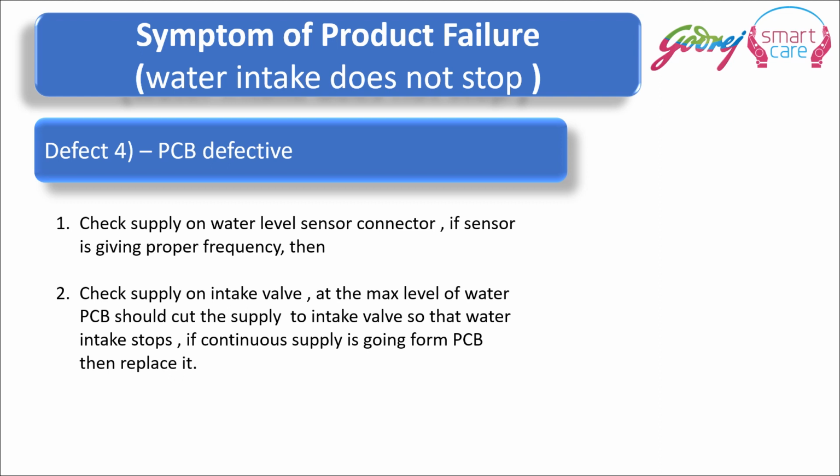In case of a defective PCB, we have to check the supply on the water level sensor connector. If the sensor is giving proper frequency, then we have to check the supply on the intake valve. At the maximum level of water, the PCB should cut the supply to the intake valve so that the water intake stops. If continuous supply is going on from the PCB, we have to replace the PCB.